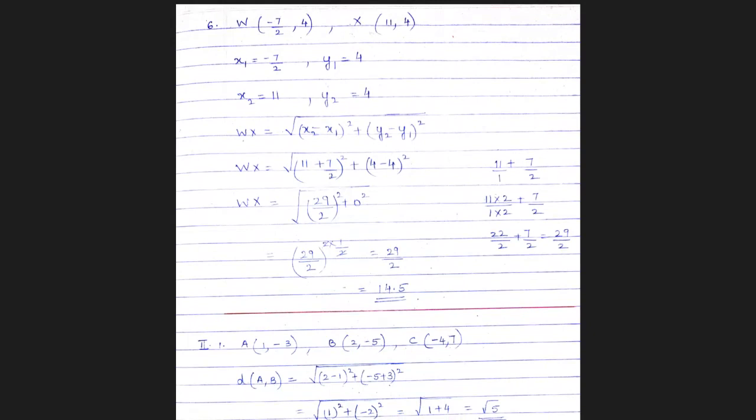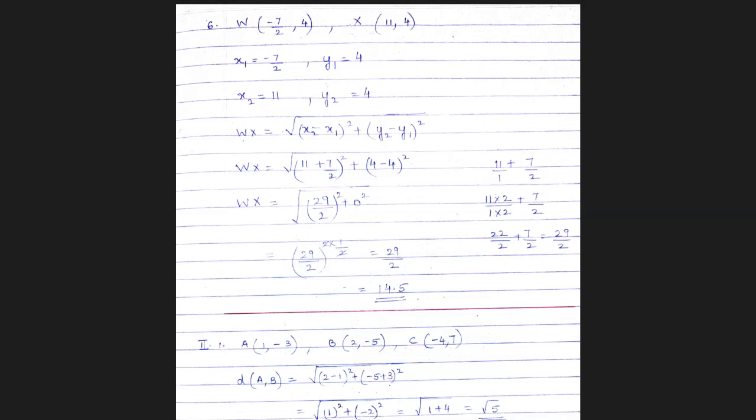So W minus 7 by 2, 4, X 11, 4. Same method, W I have considered as x1, y1, X I have considered coordinates as x2, y2. Substitute the values. You get 11 plus 7 by 2 the whole square plus 4 minus 4, that becomes 0 automatically. Now 11 upon 1 plus 7 upon 2, same method, denominator I want to make it 2 to make the denominators equal. So multiply the numerator as well as the denominator by 2.